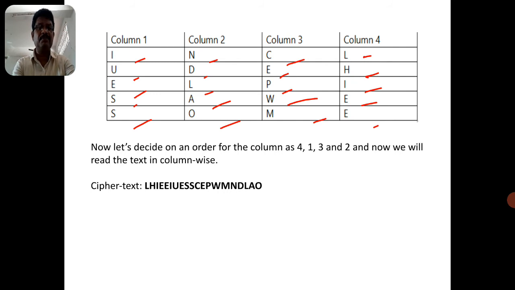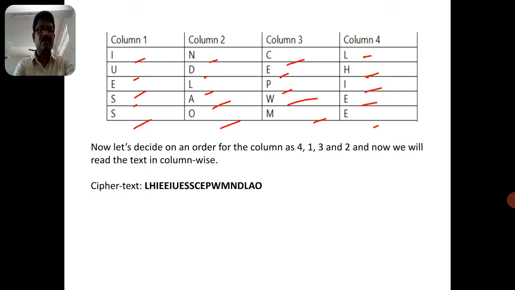If any remaining field is empty, the remaining empty fields can be covered with sequence letters, either XY or XYZ or ABC, like that. So now this message can be prepared column wise. That means how can we prepare the ciphertext here?